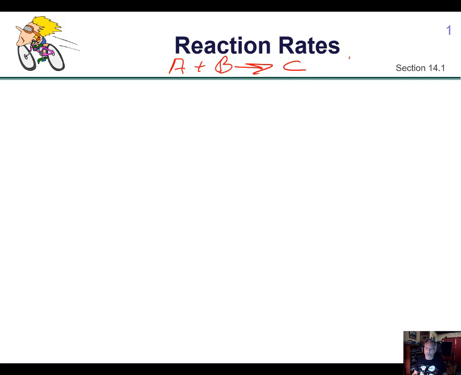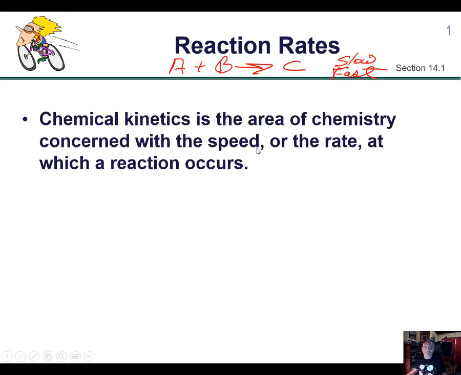Some reactions go very slowly and some reactions are quite fast. So let's just introduce a few of those. So chemical kinetics is the area of chemistry concerned with the speed or the rate at which a reaction occurs. So milk spoiling is a reaction that you're familiar with, and milk can spoil fairly slowly, and it can spoil rather more rapidly. And the condition that you probably experience that determines whether milk spoils fast or slow is whether or not you put it in the refrigerator.